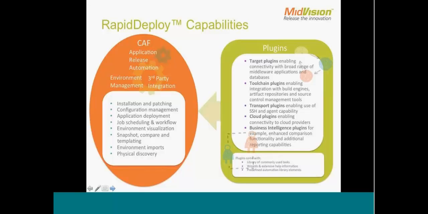Then we've got the cloud plugins. These effectively extend our capability to be able to connect to cloud-based providers. So we've got exploiting AWS, the Amazon Web Services, and Chef. And then we've got business intelligence plugins. So these provide things like reporting capabilities, environment visualization, and some sort of enhanced comparison functionality. So we've got things like Beyond Compare and Jasper reporting.